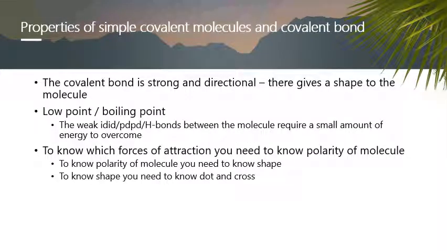Well, the covalent bond is strong and is directional. Yeah, exactly, pointing in a fixed direction, and this gives us the shape of the molecule. They have low melting point and boiling point. This is because of the weak intermolecular forces, either the instantaneous dipole, induced dipole, permanent dipole, or hydrogen bond.